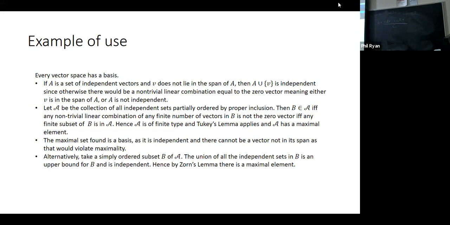Alternatively, if you just want to use Zorn's lemma, you take a simply ordered subset, some simply ordered subset B, the union of all the independent sets in B, right? Because what is B? B is like a chain of independent sets, one contained within the other. Take the union of all the independent sets in B, that's an upper bound for B, and it's independent. Hence, by Zorn's lemma, there's a maximal element. And then go back to this thing.